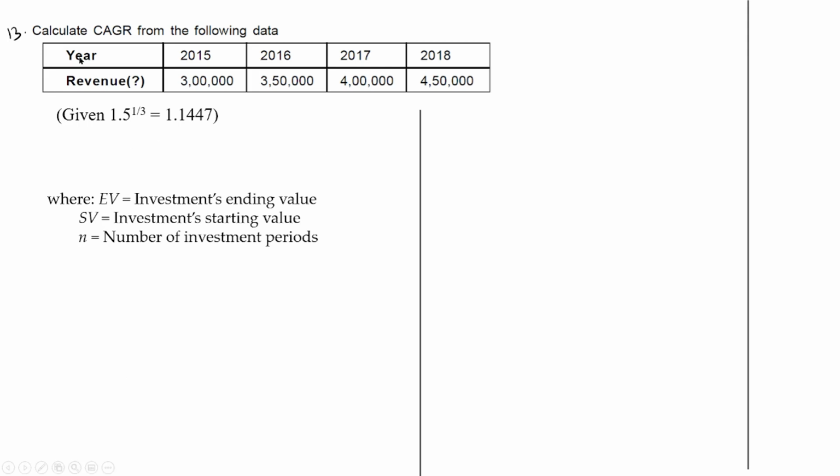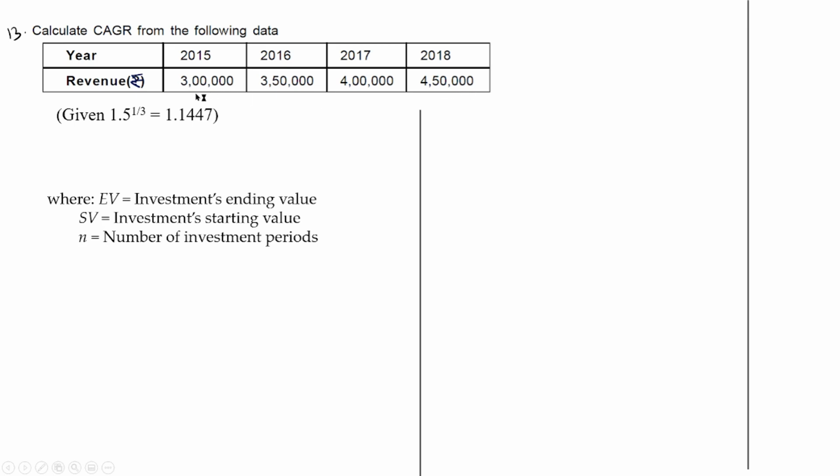Next question, calculate compound annual growth rate from the following data. So for year and revenue, the corresponding data is given here. For various years, the corresponding revenue is given. We need to find the compound annual growth rate. Here it is given for 2015 it is 3 lakhs, 2016 3,50,000, 2017 4 lakhs and 2018 4,50,000. Here we can easily see that the starting value is 3 lakhs and the ending value is 4,50,000.